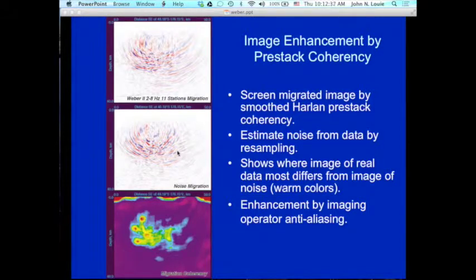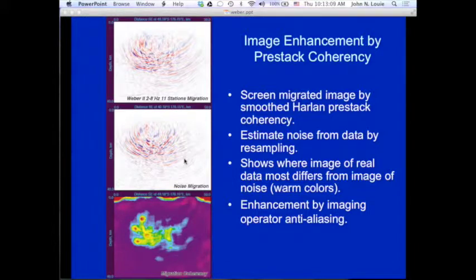In these, the red is positive, and the blue is negative. White is no reflectivity or no reflections. And so then, putting that through the Harlan process, identifying the proportion of the data that is signal, that's coherent in pre-stack, and coherent to what?